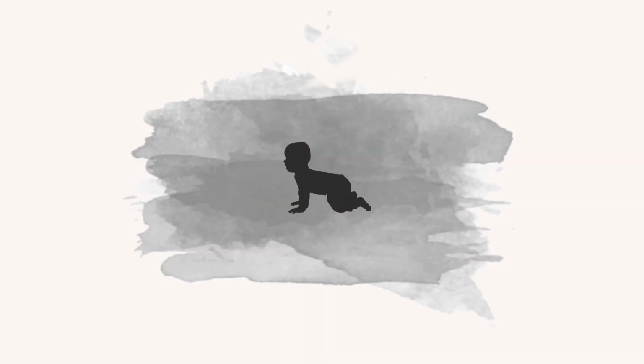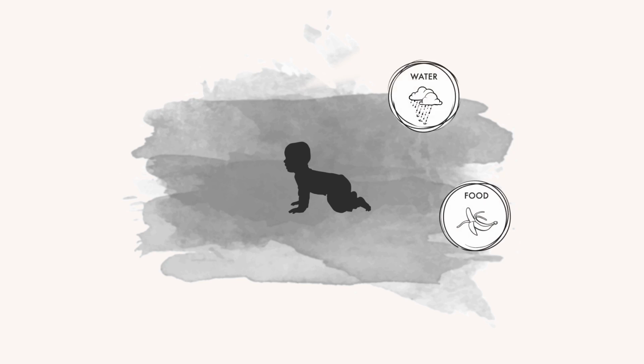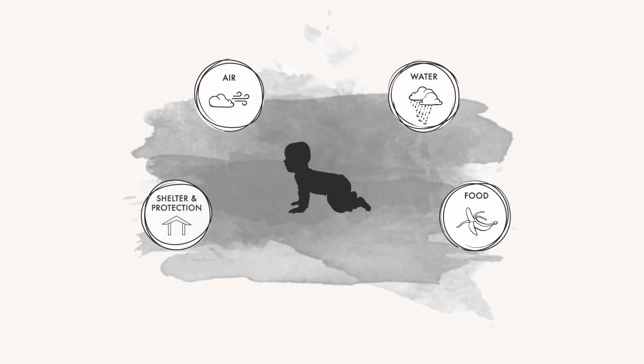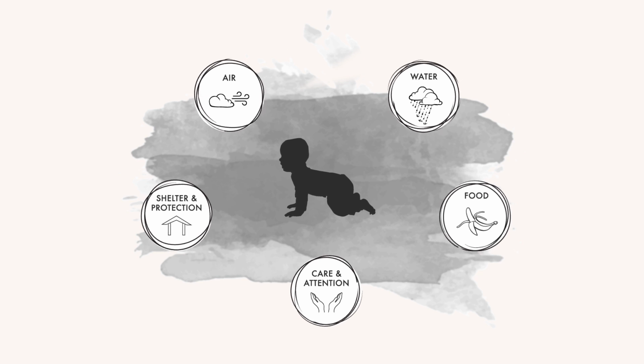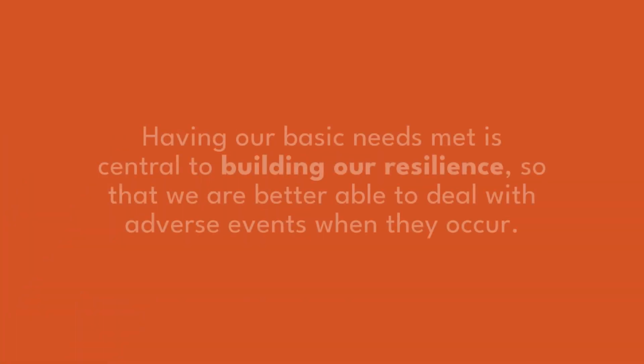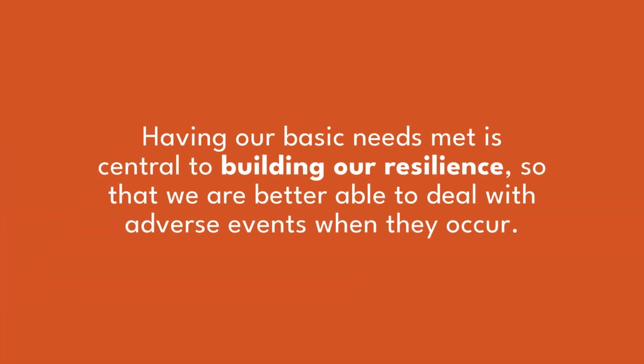Young children everywhere have the same basic needs to grow up healthy and strong. Lots of diverse, healthy foods, adequate water, and clean air. They also need shelter and protection from things like extreme heat and strong rains. And don't forget the care and attention they receive from their caretakers and the community around them. If all these needs are met, then children have the potential to grow and to thrive. Having our basic needs met is central to building our resilience so that we are better able to deal with adverse events when they occur.